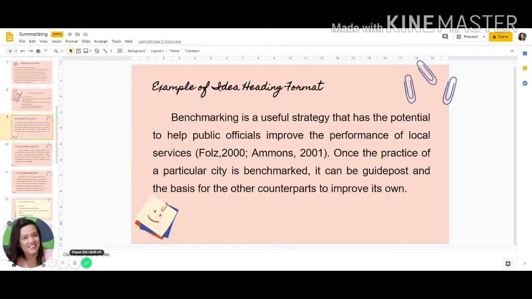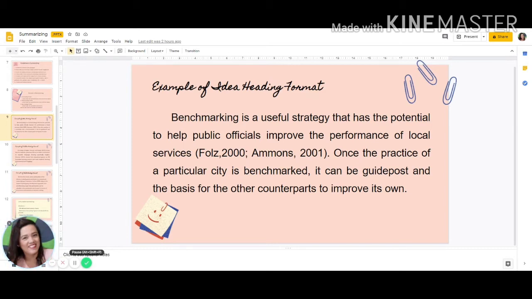Let's take a look at the example of idea heading format. Benchmarking is a useful strategy that has the potential to help public officials improve the performance of local services by Falls 2000 and Ammons 2001. Once the practice of a particular city is benchmarked, it can be a guidepost and the basis for the other counterparts to improve its own.